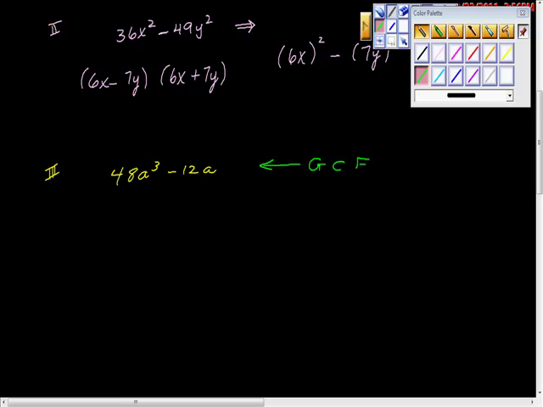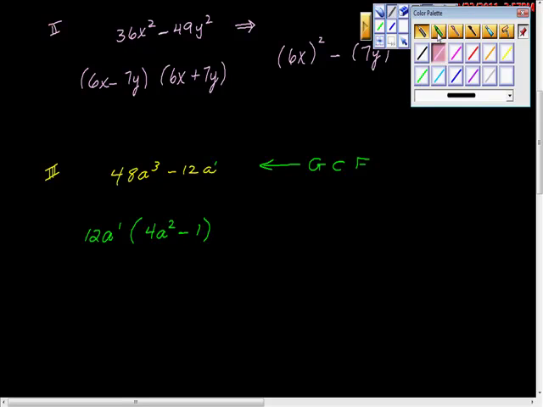I'm going to start factoring that out. So the greatest common factor of 48 and 12 is 12, isn't it? And what's the greatest common factor of a cubed and a to the first? And remember, it's the lower of the two exponents. So the greatest common factor is a to the first. So a to the first times what? 4a squared. And 12a times what is negative 12a? Minus 1.